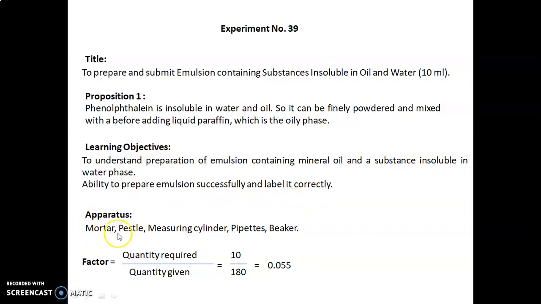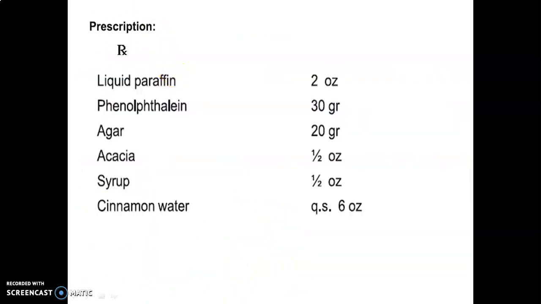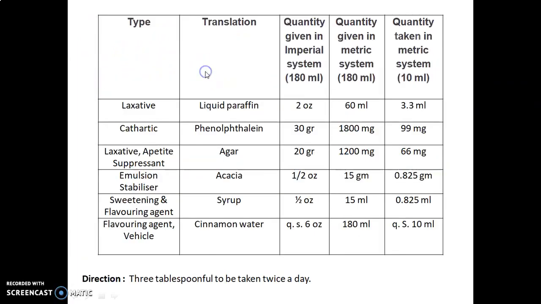Apparatus required are mortar, pestle, measuring cylinder, pipettes, beaker. Factor is calculated as quantity required upon quantity given, which is 10/180, equal to 0.055. The prescription is given here as Rx. This is a formula table. Type means the use, category or role of the ingredient. Translation means the name of the ingredient. Quantity given in the imperial system for preparing 180 ml. Quantity given in the metric system for preparing 180 ml. And this is the quantity taken in the metric system to prepare 10 ml.